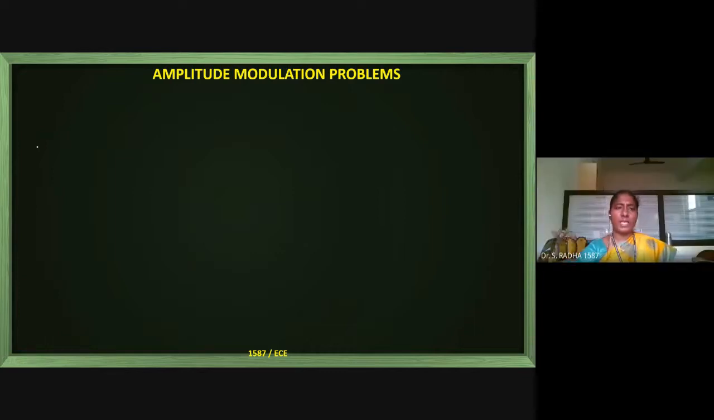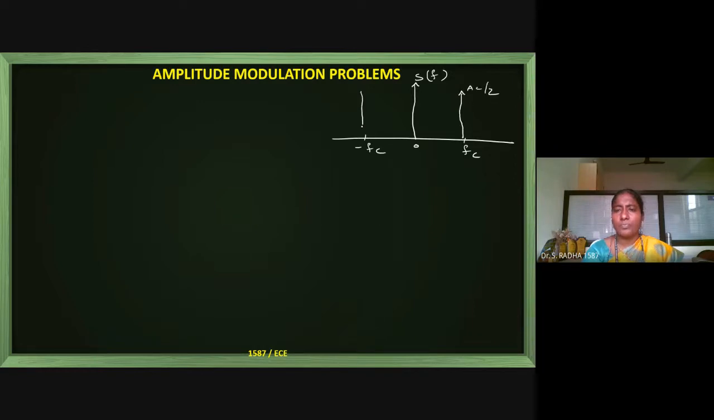Okay. In AM, we had the diagram like this. In single tone modulation, we had the diagram like this. Origin, S of F on the Y axis, origin at plus Fc and at minus Fc, we had some pillars, and the pillar is Ac by 2, the carrier component, and then on the left side also Ac by 2. Okay, this is minus Fc.